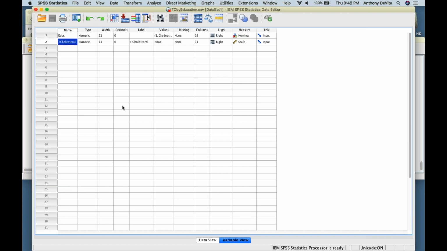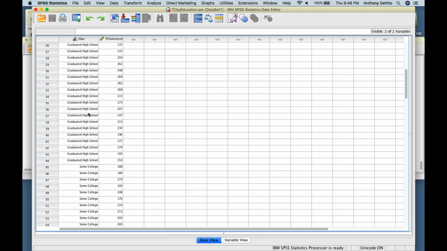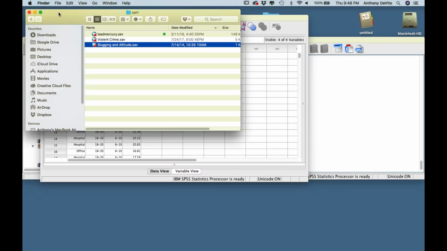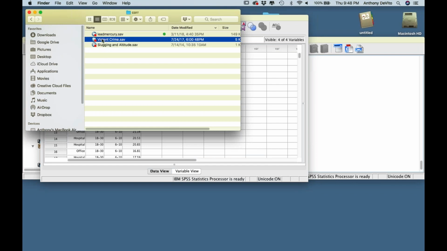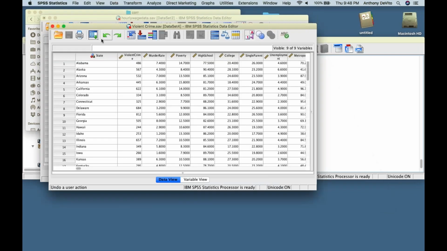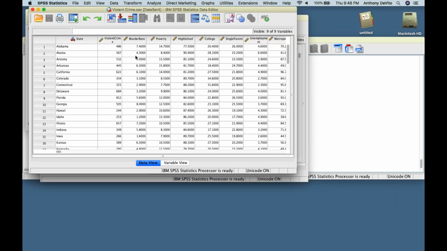And let's see, we have total cholesterol. This one is going to be analysis of variance. Let's see if I got something with a couple of numbers in it. Inflation. How about violent crime? Okay. I think we might have worked with this data set before, maybe not. Okay, so let's see what we have here.